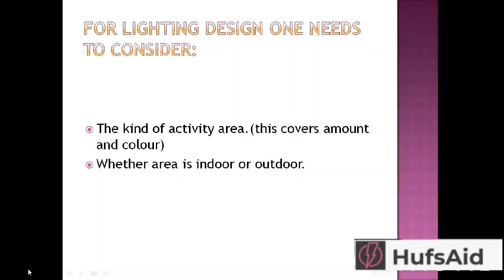So we have discussed here three things: that I need to have a certain lighting level, that is brightness in simpler words, and I need to have a certain effect from the lights, and I need to know what activity area this is. For these two things, I need to know the activity area, and also I need to know whether the area is indoor or outdoor.